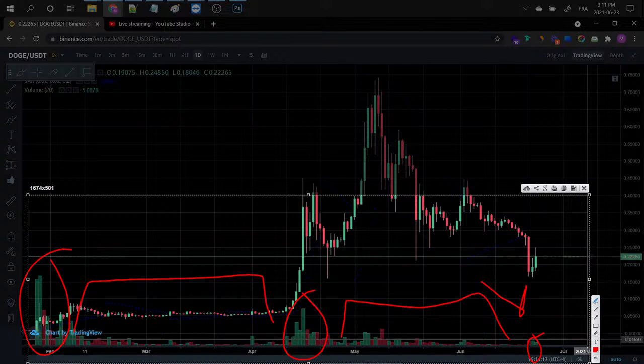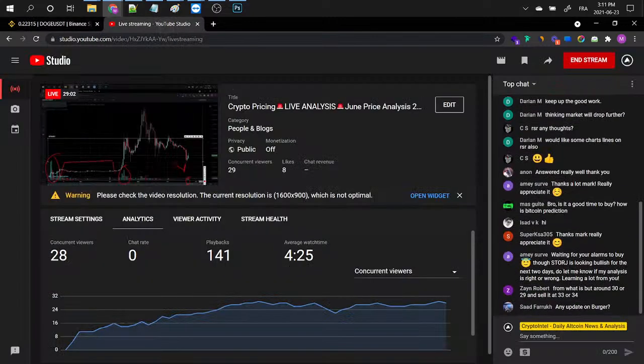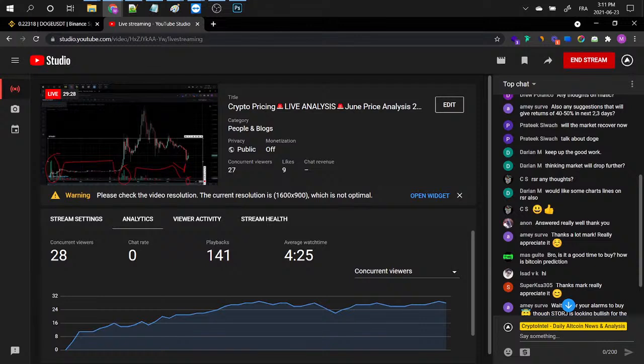Like they don't really care about it. Look at this. This huge mega pump was generated by not too many people, so the order books were not filled enough to pass a stable price. That's what's happening. Let's go on to the next question. Hopefully, Pratik, this answered your question.